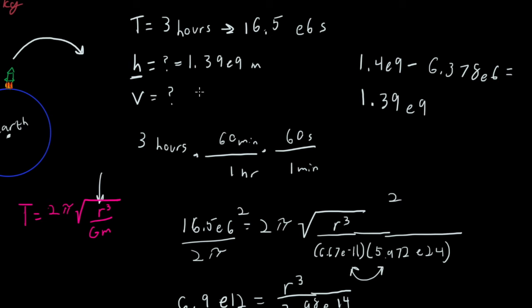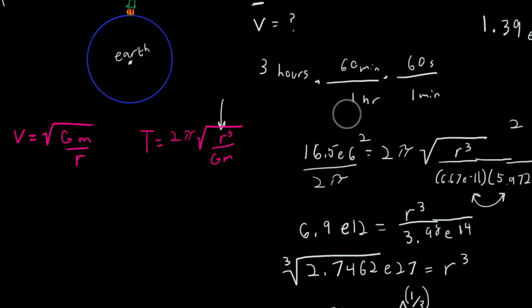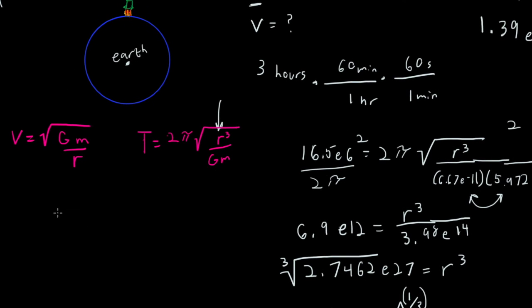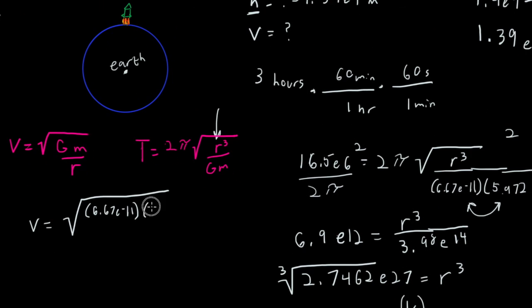And now that we have our height, now that we have our radius, 1.4 E9, we can plug that in to our velocity equation. We can determine our velocity. That velocity is going to be 533 meters per second.